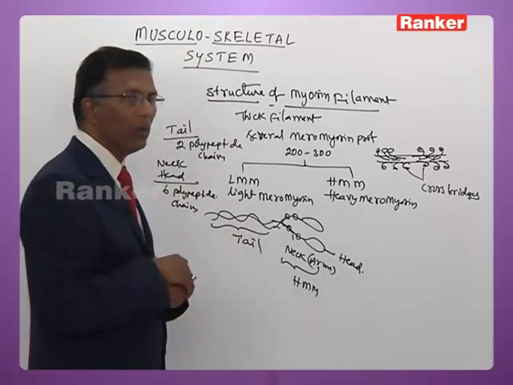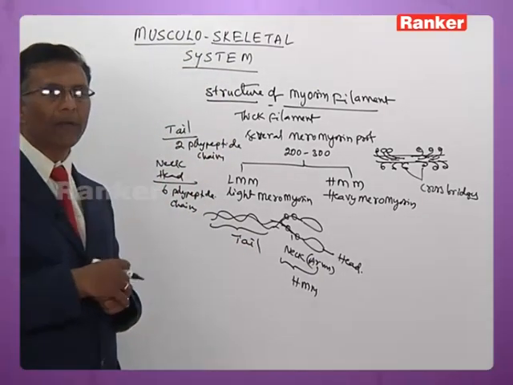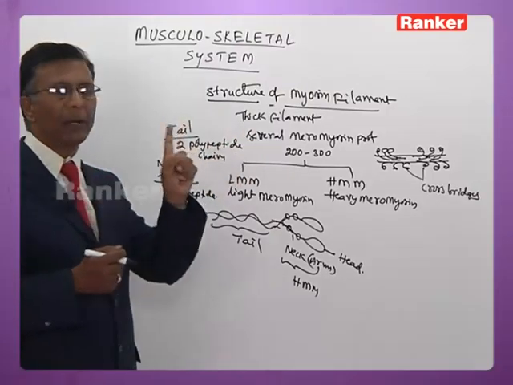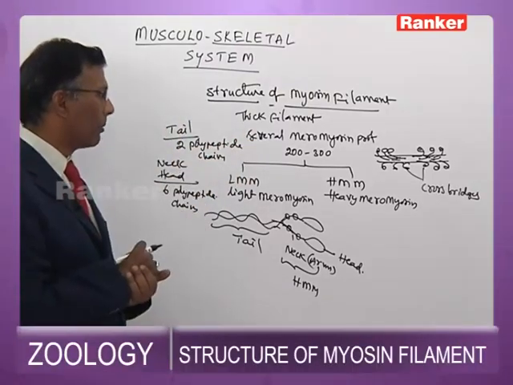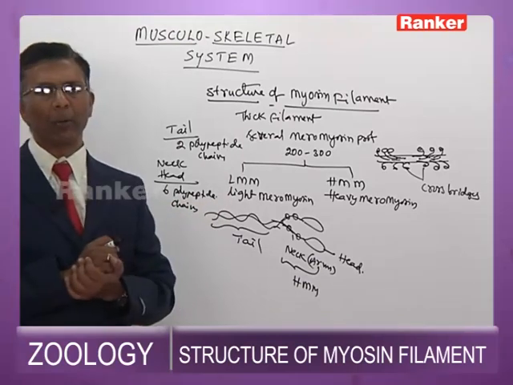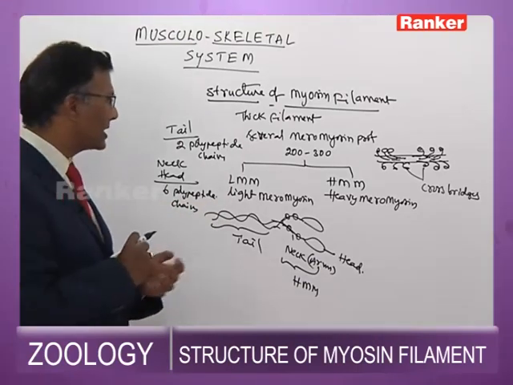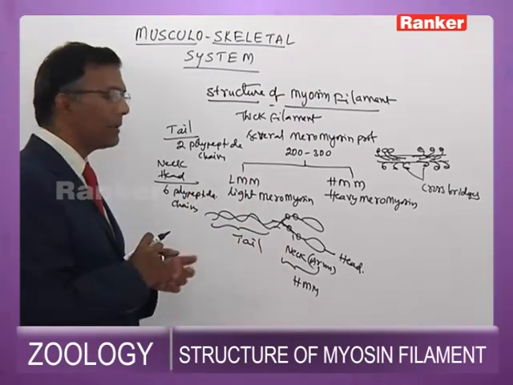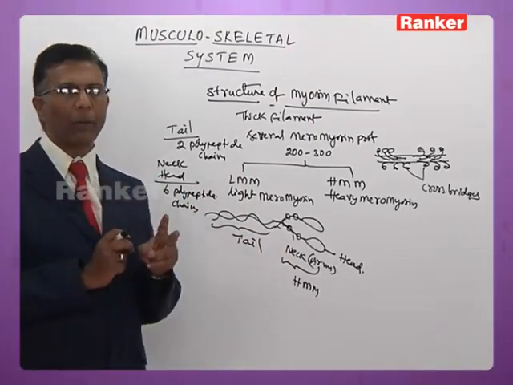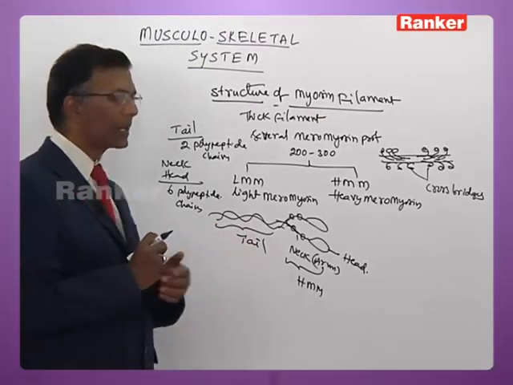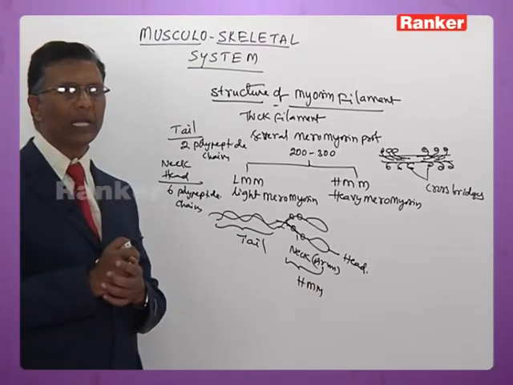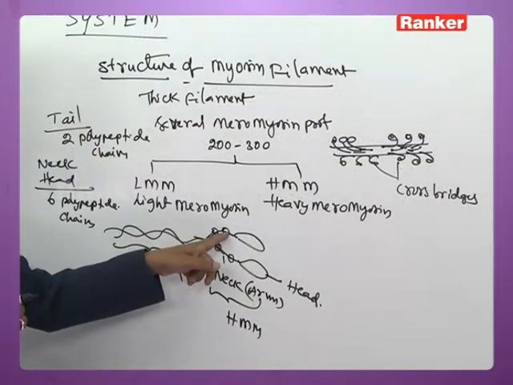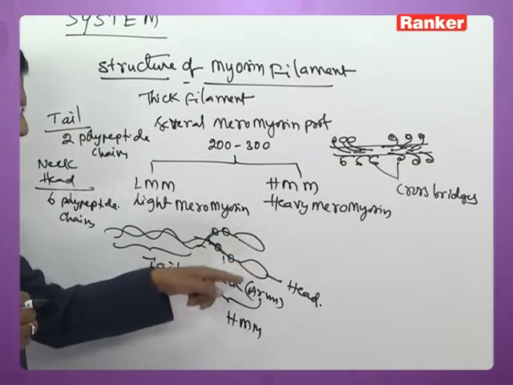So this is with regard to the gross structure of the thick filament. I shall repeat once again. Each thick filament is made up of several meromyosins, around 200 to 300 meromyosins. Meromyosin is of 2 types, light meromyosin and heavy meromyosin. Light meromyosin consists of 2 polypeptide chains which form the tail part. Heavy meromyosin is in the form of 6 polypeptide chains, where 2 of them are embedded in the form of neck and head.